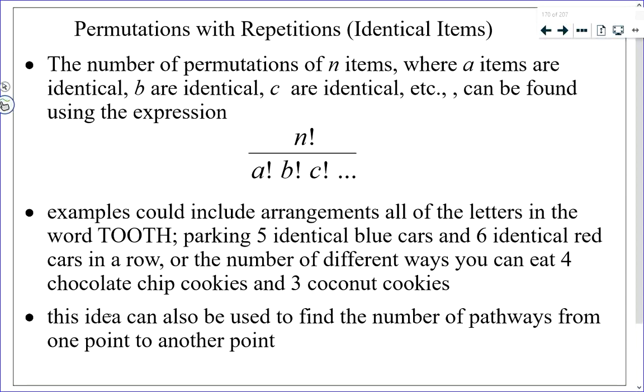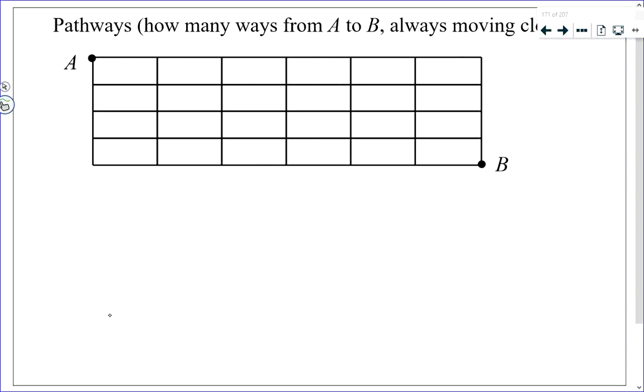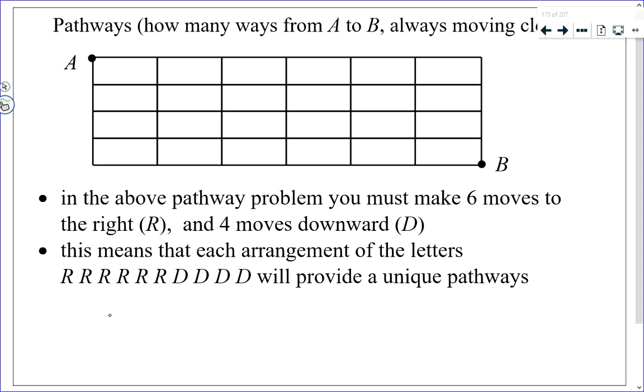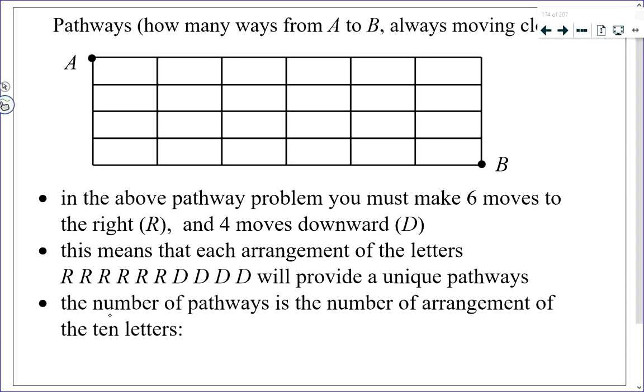We use this idea to find numbers of pathways. We've kind of done this one to death, but let's go through it one more time. If I want to know how many ways I can go from A to B, always moving closer, I must make 6 moves to the right. If you count those blocks, I have to move to the right 6 times, and I have to move down 4 times. And I don't have to move to the right in my first 6 moves. I can move to the right a couple of times, and then down, and then to the right again, and continue in that fashion. My point is that each time I arrange these 10 letters, I'm going to get a unique pathway. So the question is, how many ways can I arrange those letters? Well, it's 10 factorial, but I have to divide by 6 factorial and 4 factorial. And that would be the answer to this question. Don't quote me on this, but I think it's 210.